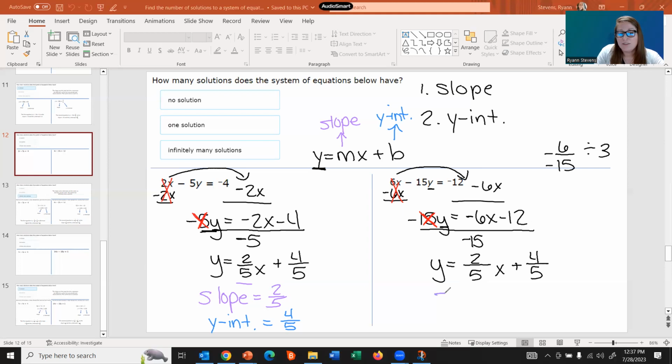Now we can see clearly my slope is going to be 2/5, and my y-intercept will be positive 4/5.